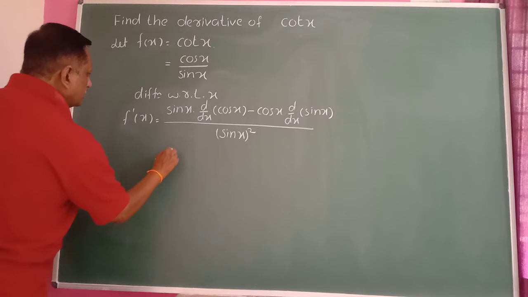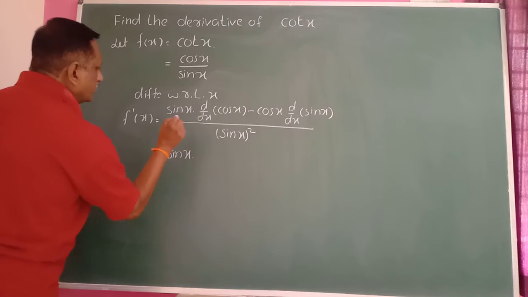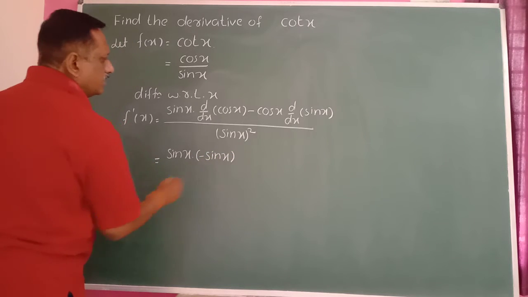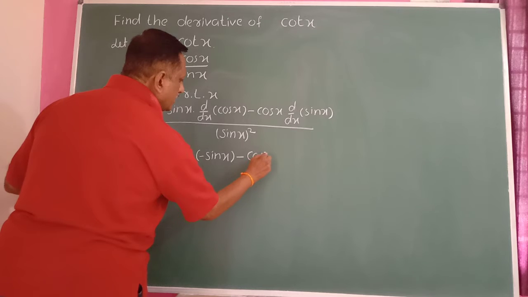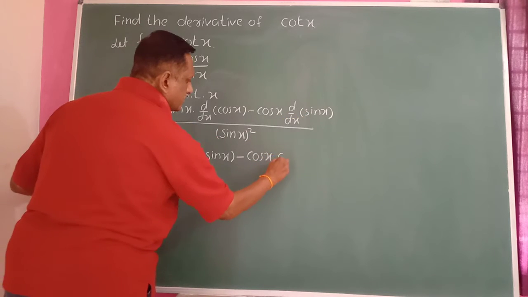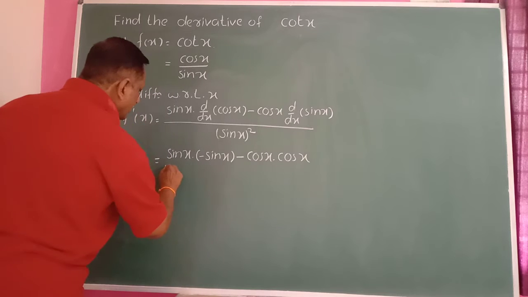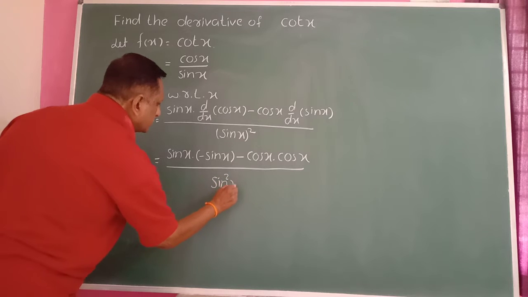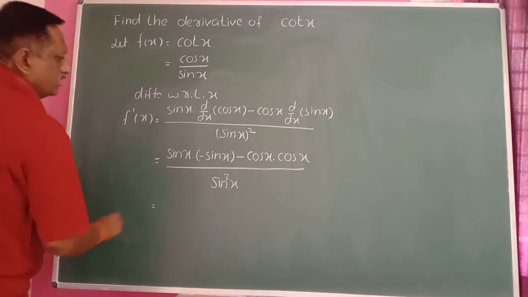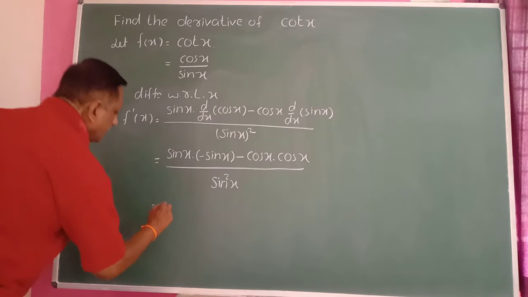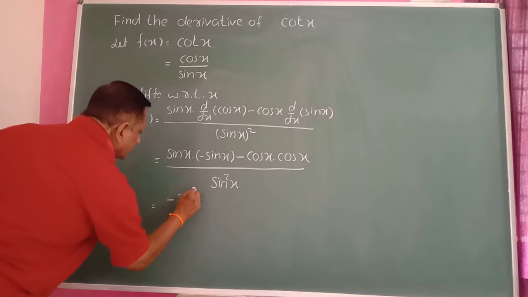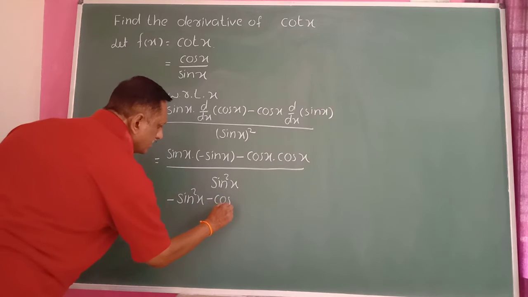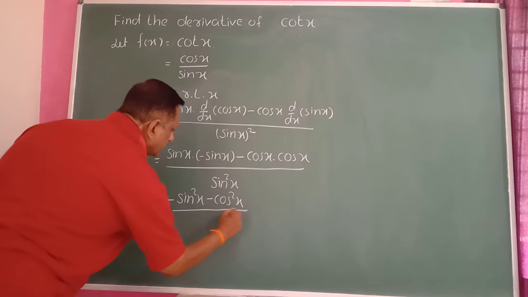So this is equal to sin x into differentiation of cos x, which is minus sin x, then minus cos x as it is, differentiation of sin x is cos x, whole divided by sin square x. So this is equal to sin into sin becomes sin square x, minus sin square x, then minus cos into cos becomes cos square x, divided by sin square x.